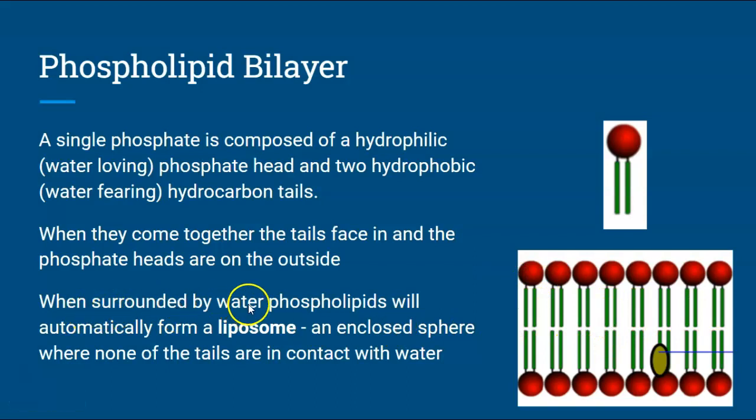Okay, when they're surrounded by water, the phospholipids will automatically form a liposome, which is a sphere, so that none of the tails are exposed to the water. So again, the phosphate heads are on the outside, the tails are on the inside, and when exposed to water, it naturally will form a circle so that all those tails are always protected from the water.